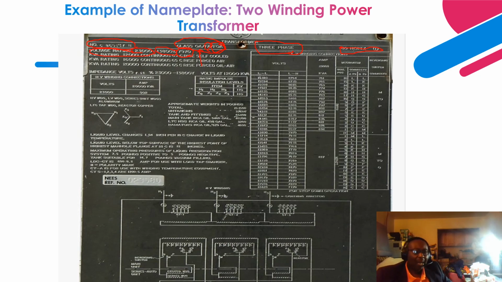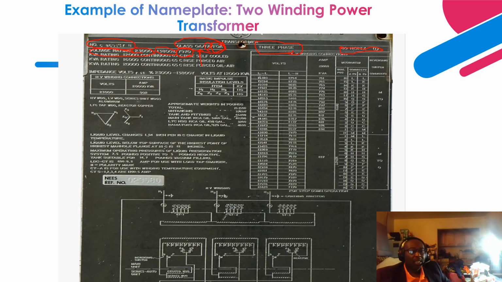Now, let's talk about the MVA rating, right? I made mention that this transformer has a self-cooled rating. Self-cooled rating means that it has no stage cooling fans that has been turned on. There's the possibility that the stage cooling fans are installed on that transformer, but they have not been turned on. It is utilizing natural flow of air to cool, to remove the heat from the oil, right?